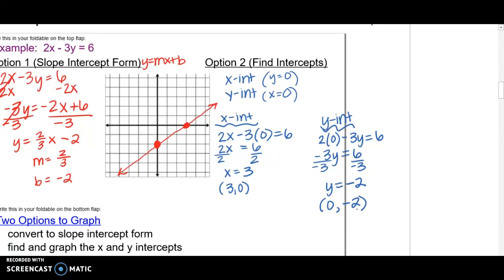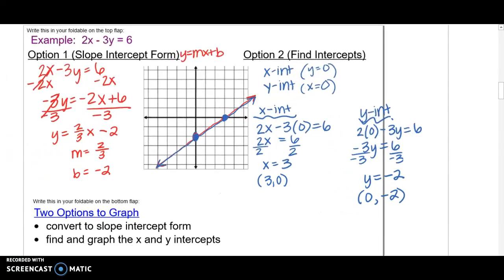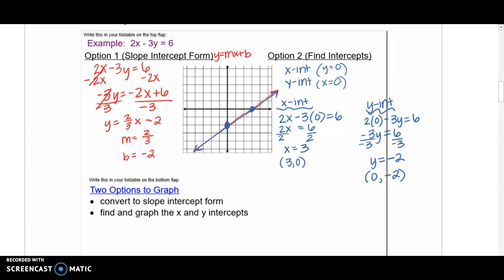So if we look over at our graph, we should get the same line. So our x-intercept is at 3. So here's my x-axis, and it's at 3. And then my y-intercept is at negative 2. So if we look here, that's at negative 2. And we could draw our line. So do you see how that ends up being the same line? So you have two options. You could find your slope-intercept form, or you could find intercepts.